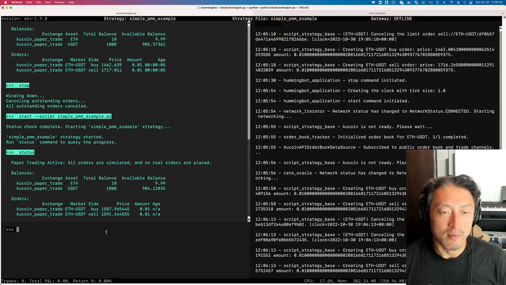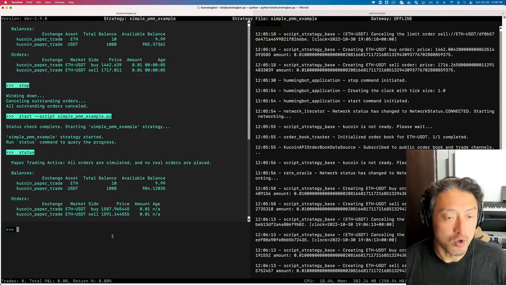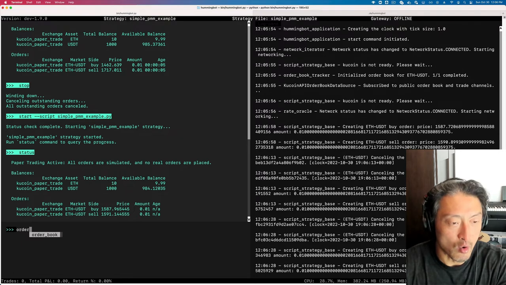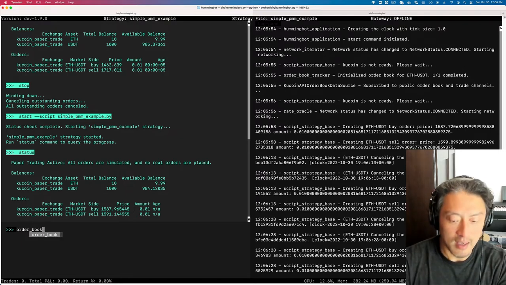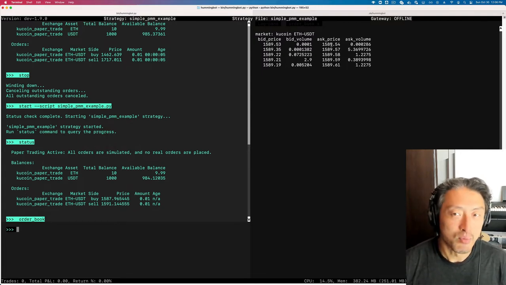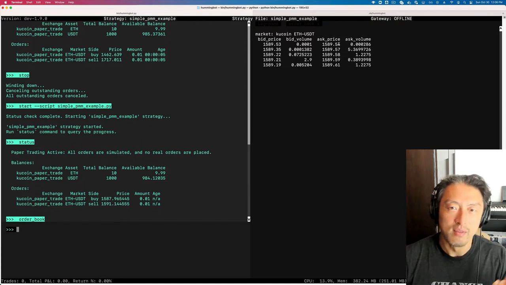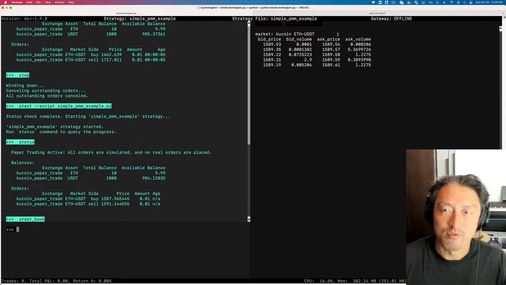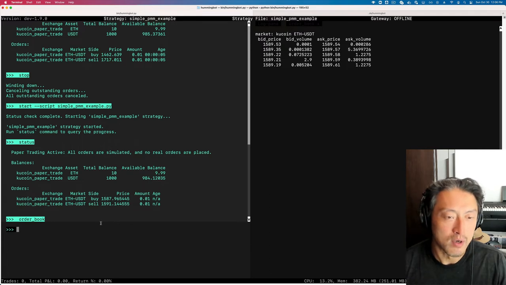But even then, the ETH/USDT market is very tight on KuCoin. We can run the order book command and see how tight it is. We can see that the tightest orders on the book are very close to 1588.3353 and 1589.5354. So the top bids and asks are incredibly tight on the order book, and even these prices most likely will not be filled.